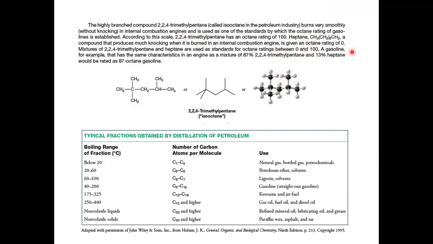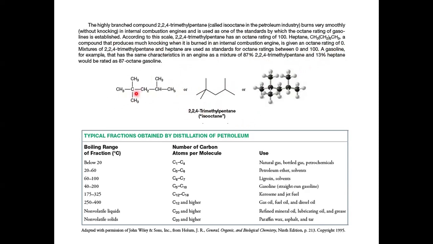And for heptane, the straight chain hydrocarbon, it is a compound that produces much knocking when burned in the internal combustion engine. It gives a rating of 0. So the more highly branched the hydrocarbon is in your gasoline, the smoother the combustion in the engine. And that's why it would be nice to have gasolines with a very high octane rating. You can see if you go to the gasoline station, the price will also be much higher.